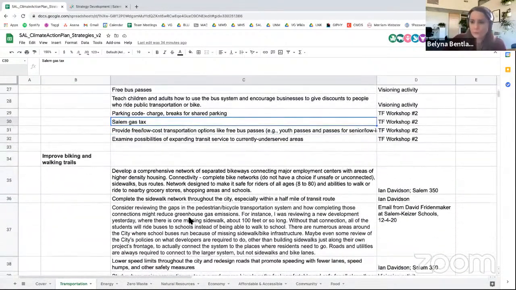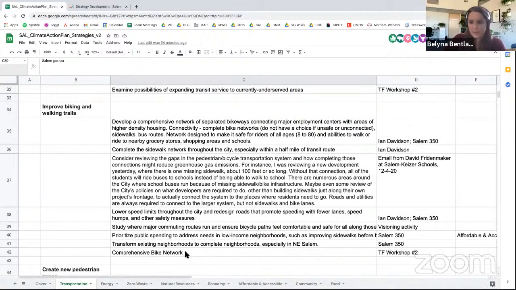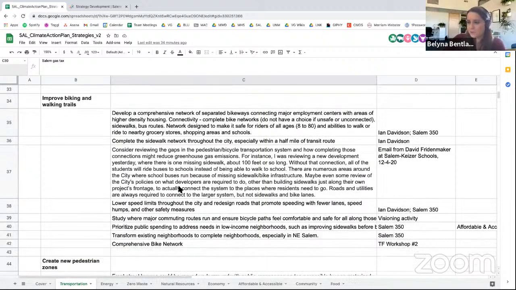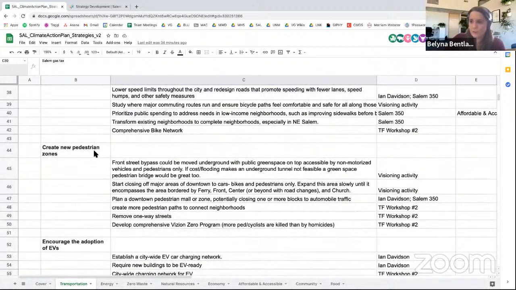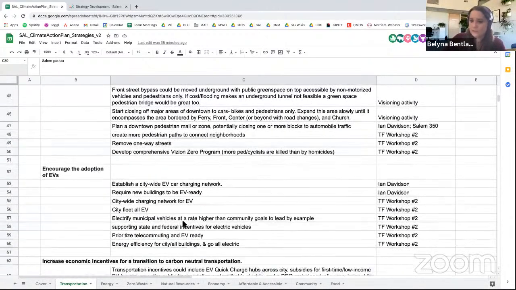So scrolling down to improving biking and walking trails as another category. So kind of putting together a comprehensive bike and walking network, prioritizing spending to get that done. Some of these strategies here. And then going beyond just biking and walking trails, but actually creating new pedestrian zones. So what are the areas of Salem, when we're thinking of land use and development, where could we actually block cars off and create it just for people moving around? So pedestrian zones, maybe there's some places downtown, removing one-way streets.